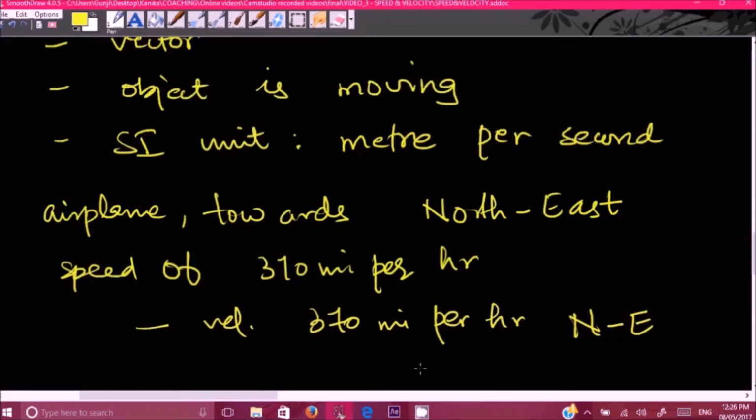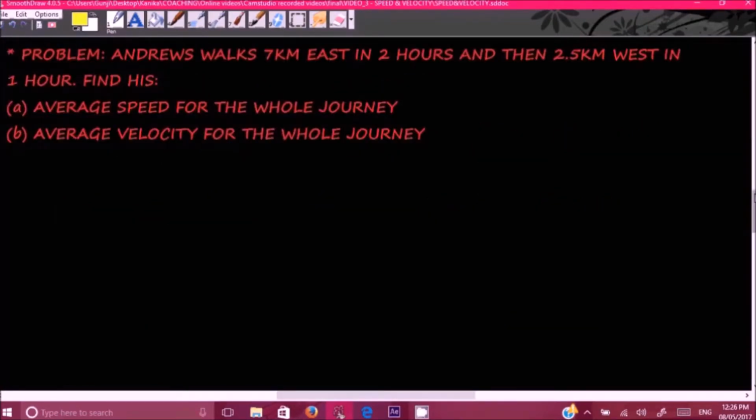Let's understand this through a problem. Andrews walks 7 kilometers east in 2 hours and then 2.5 kilometers west in 1 hour. Find his average speed for the whole journey and average velocity for the whole journey. First, let's draw a rough diagram. Let's say here Andrew is standing. This is initial position.